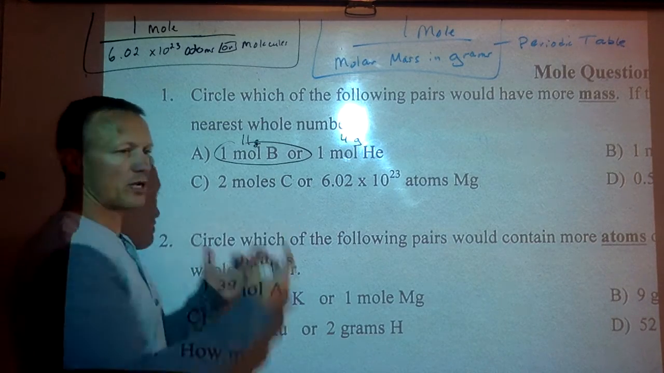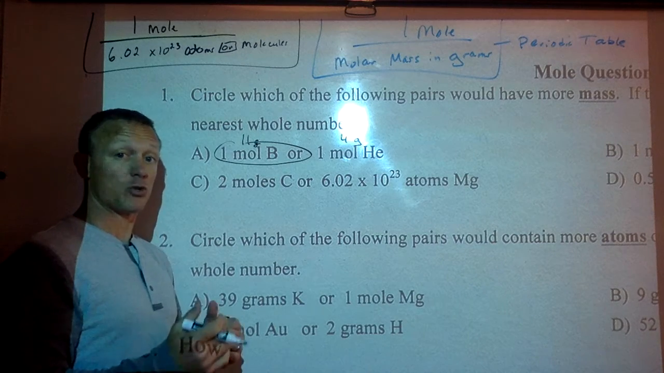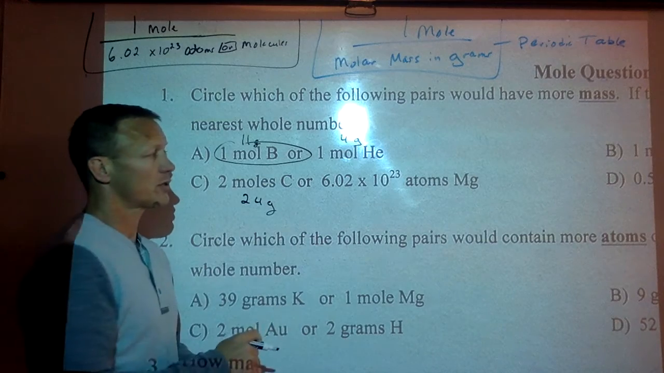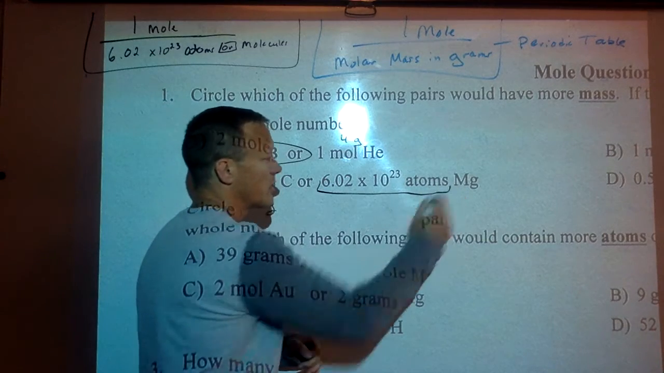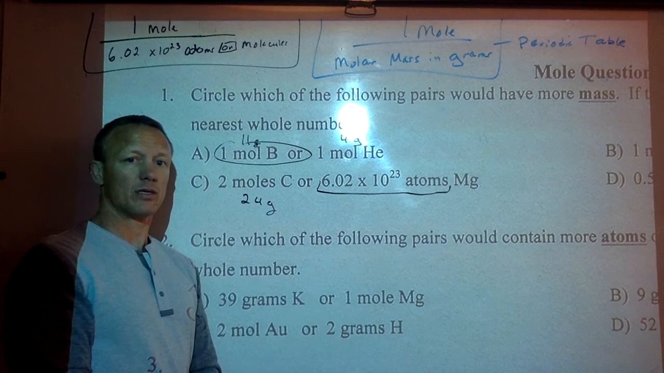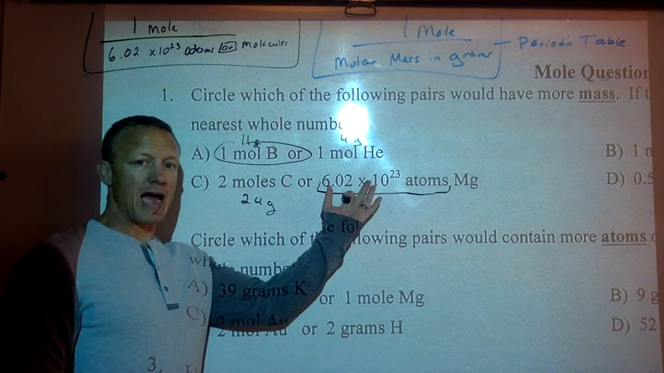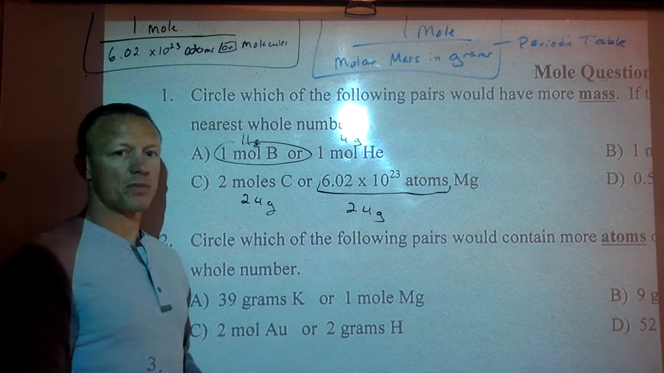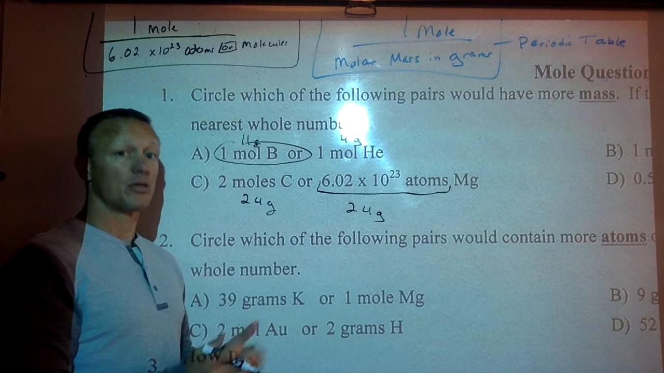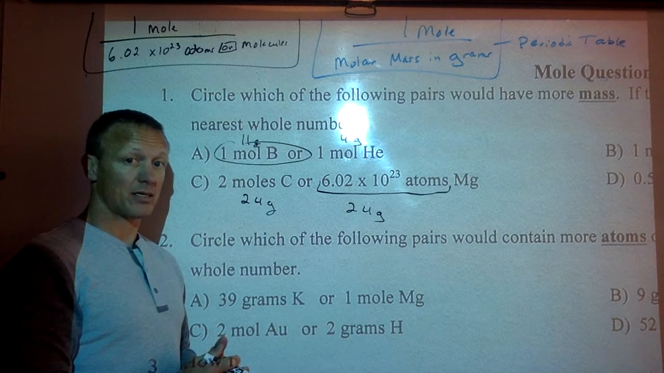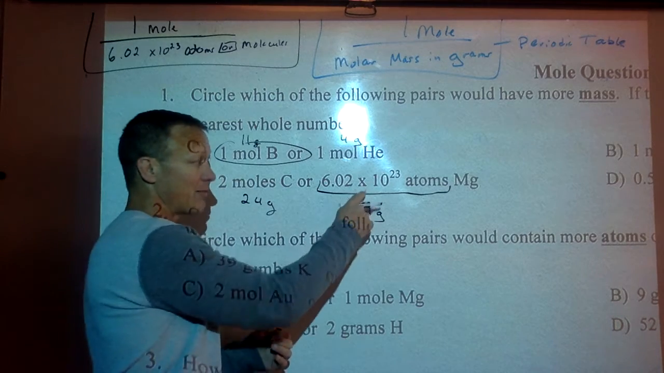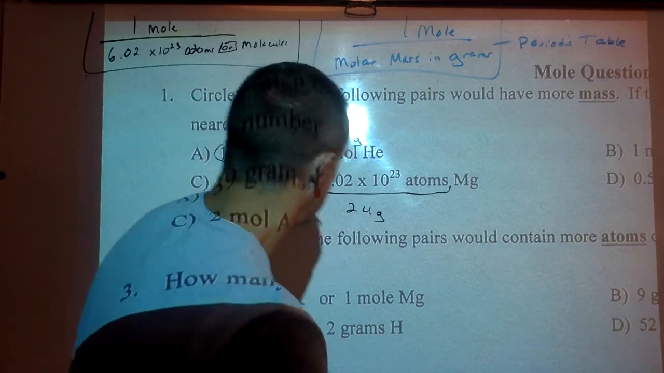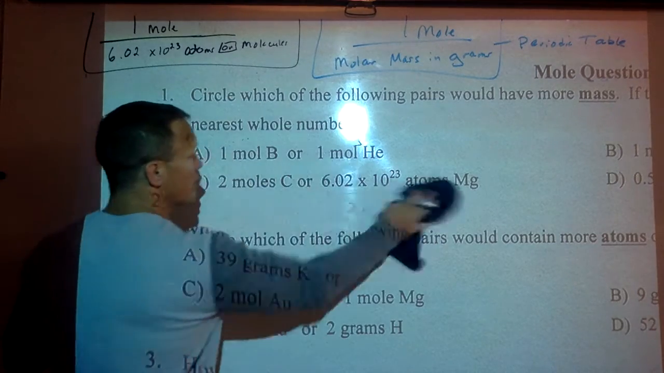2 moles of carbon, so I look up how much a mole of carbon is, and it's 12 grams per mole, so 2 moles of carbon would be 24 grams. This is a mole of magnesium. That many atoms of magnesium would have a mass of 24 grams. Those are equal. They're not equal in terms of number of atoms, but they're equal in terms of mass, because magnesium atoms are about twice the size of carbon atoms, twice as massive as those. So that's one of the things we kind of do.